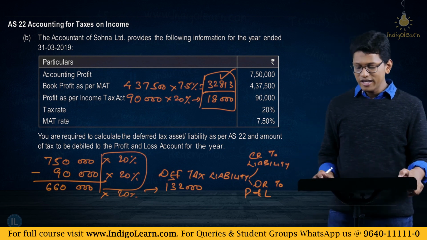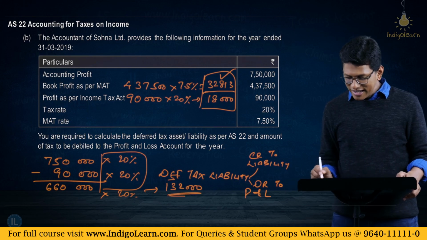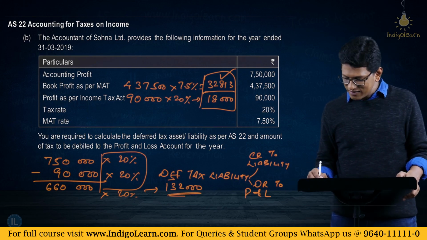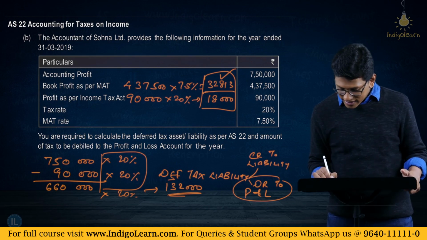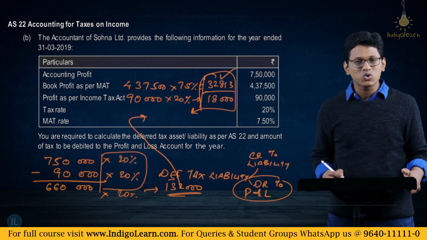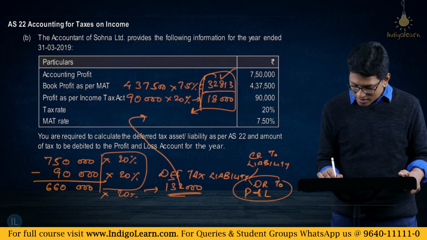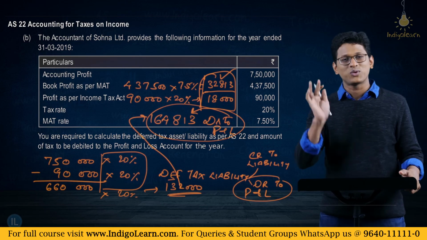Okay. Now if 32,813 is what is going into P&L, already deferred tax of 1,32,000 we said will get debited to P&L. So now calculate 1,32,000 plus 32,813 put together, 1,64,813, which will be debited to P&L. That is what will happen.